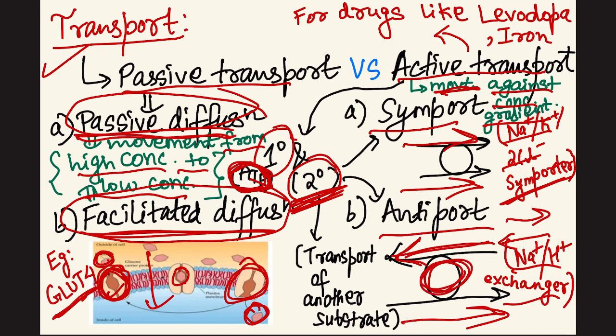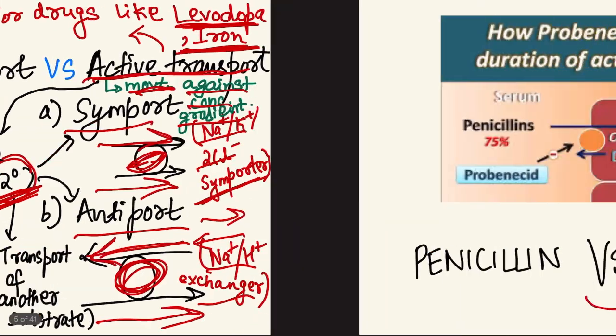And this circle here indicates the pump, that is, which is the pump which is using ATP for the movement of the molecules. Now, example of the drugs which are being transported by this method, that is active transport, includes levodopa and iron. So levodopa is used for Parkinson's disease. That will be discussed in systemic pharmacology. So this is about the different types of transport.